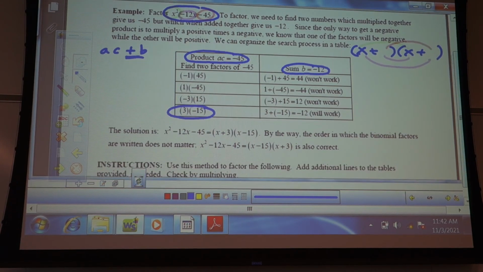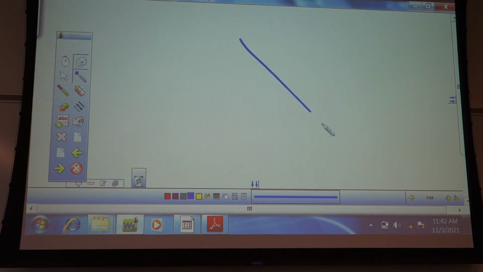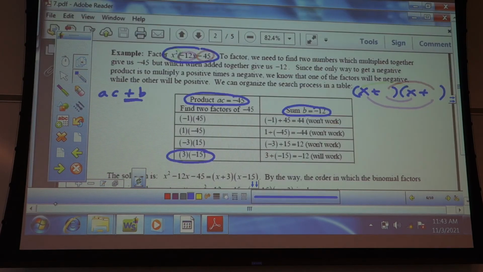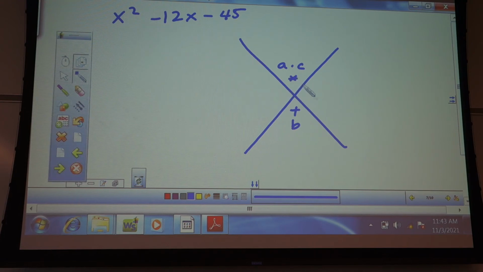Who's ever seen the diamond method? Anybody? It's like that X. Yeah, it's the same sort of concept. So here I have x squared minus 12x minus 45. I always think of it as AC, A times C, plus B. So this is the one you have to multiply, right? I'll put a little slide here, this is multiplication. So I need to multiply to A times C.